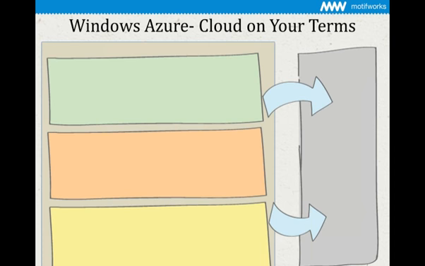Okay. So in this figure, what you see is on the left-hand side, and the right-hand side, is your on-premise data structure.